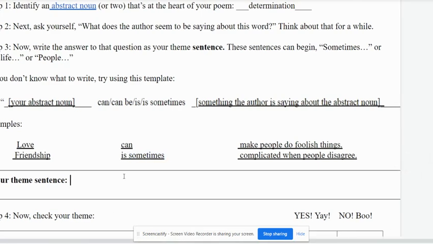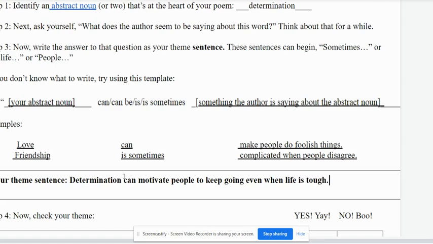So I could write here determination. I want to say something about how it helps people, it's what makes people decide to keep going when they feel sad. So I'll say determination can motivate people to keep going even when life is tough.